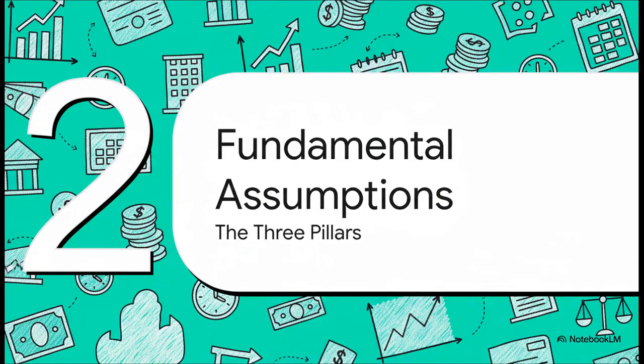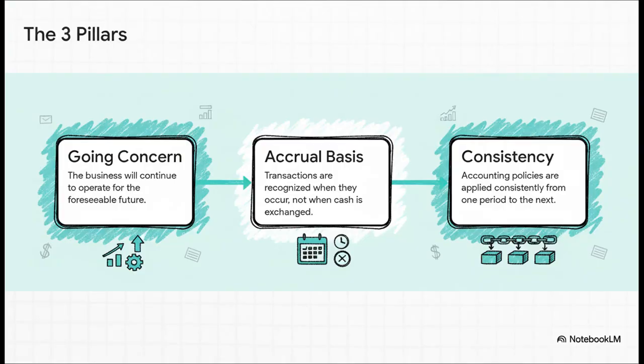Okay, so we know the parts of the statements, but what about the invisible rules that hold them all together? Underpinning everything are 3 fundamental assumptions. These are the pillars that are so foundational we just assume they're being followed, unless a company specifically says they're not. And what are these 3 pillars? They are going concern, the accrual basis, and consistency. Just think of these as the absolute non-negotiables of the accounting world. If a company ever breaks one of these rules, they have to come out and tell you.